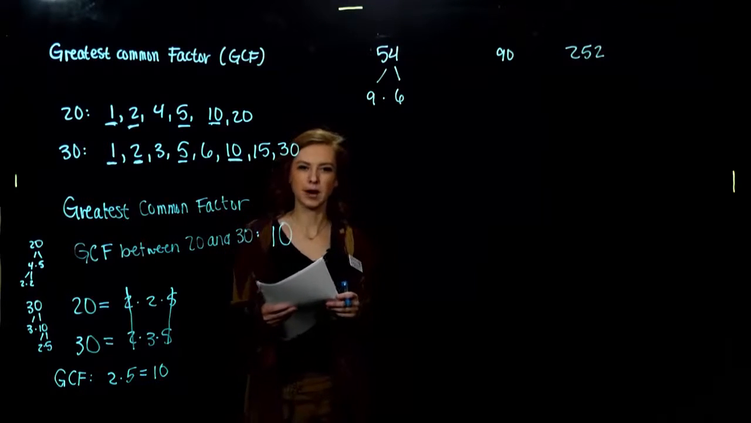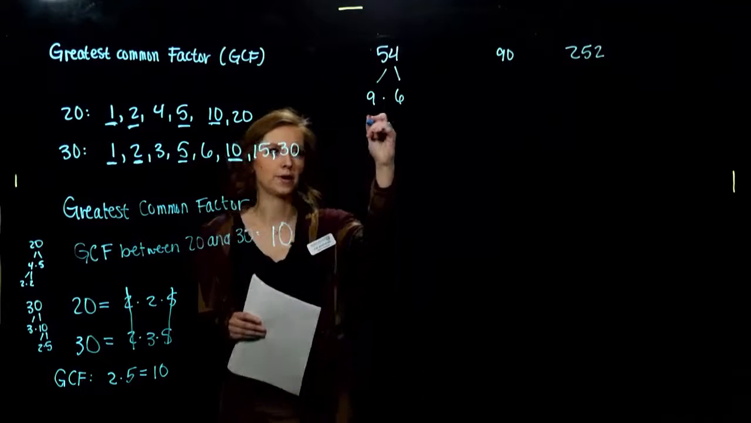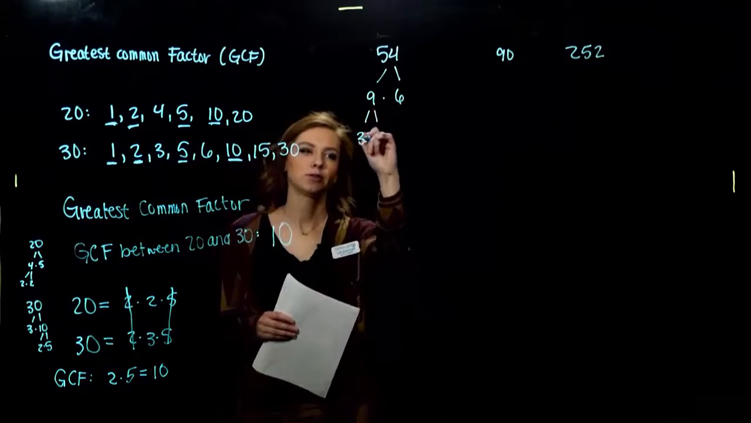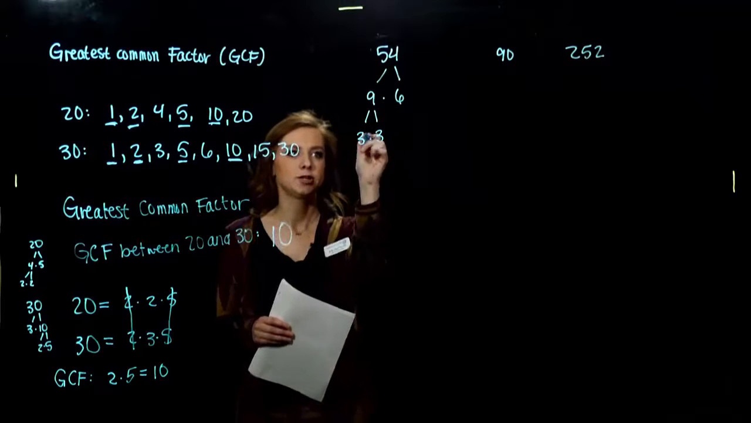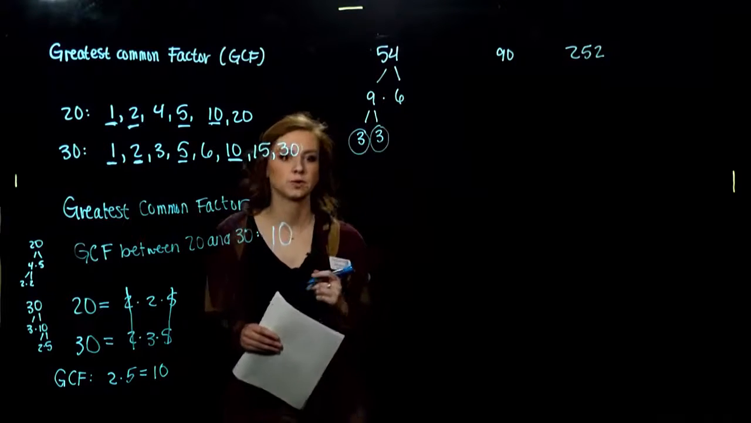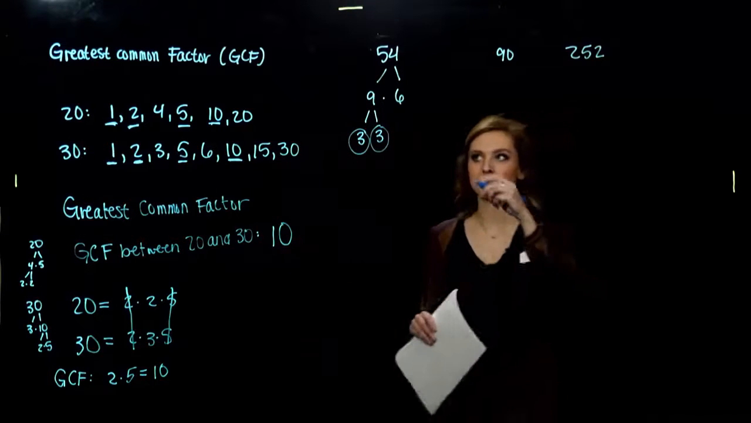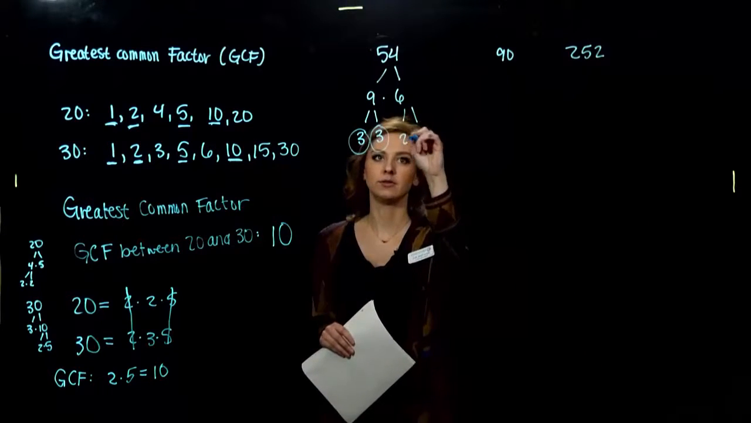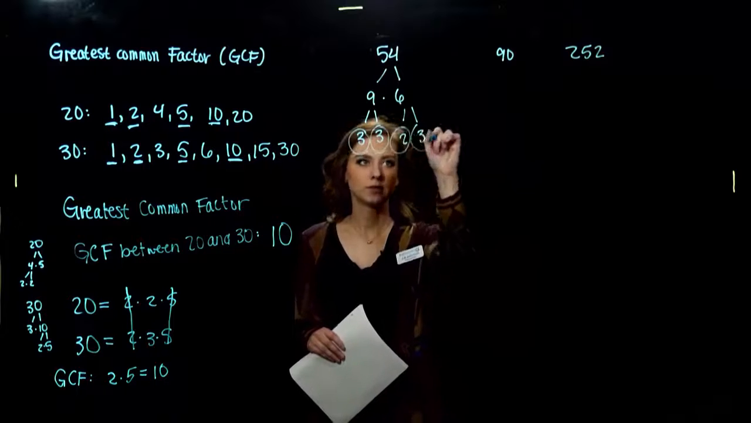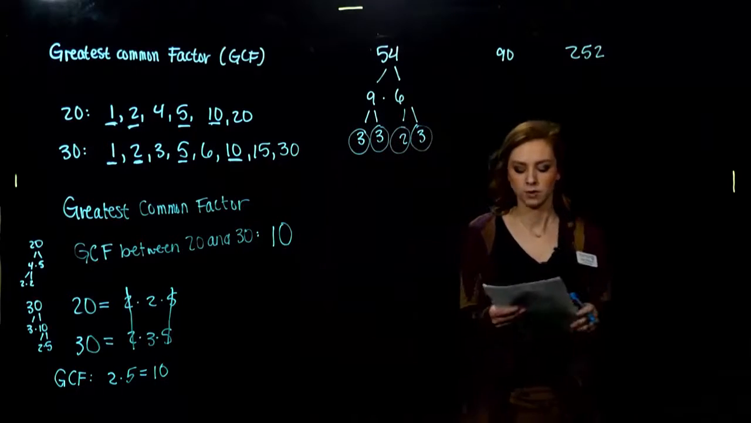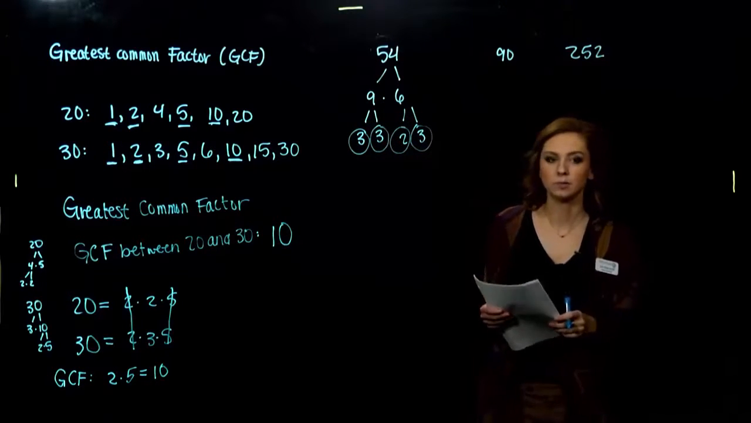But are either of those prime? No, so we need to go farther. 9 is 3 and 3. Each of those are prime. So I'm done there. My other branch of the tree, 6 is also not prime. It can break up into 2 and 3. And each of those are prime. So we broke down 54 as far as we can go.